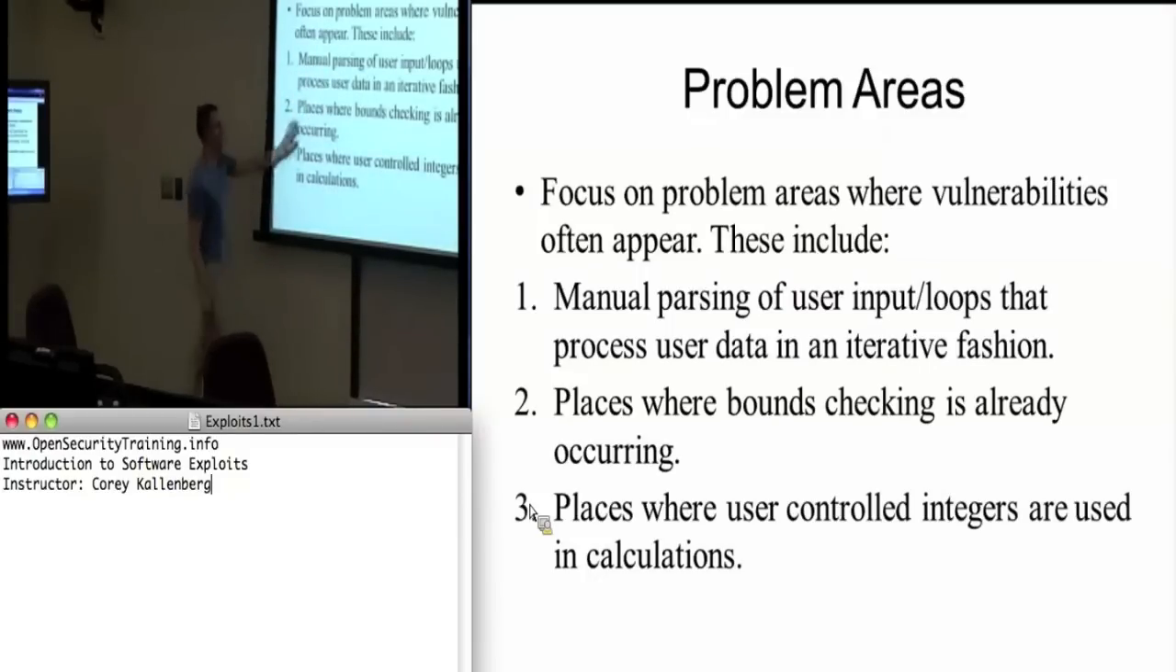Another place is where bounds checking is already occurring. Like I showed you before, if there's bounds checking there, it's likely the developers know there's potentially a problem, and oftentimes they didn't do the bounds checking completely sufficiently. There's still some room for error there.